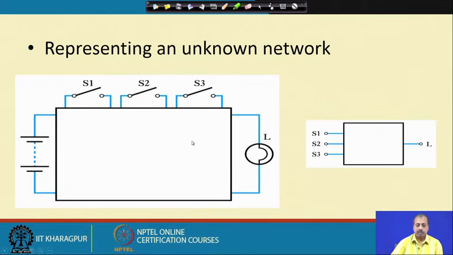Now suppose we have an unknown network. This is a black box, and I do not know what type of connection we have between these points. From the output of S1, how is it connected to S2? S2 and S3 may be connected in series, may be connected in parallel, maybe all of them are in parallel or maybe all of them are in series. There may be many possibilities.